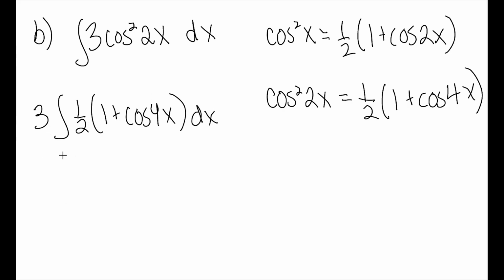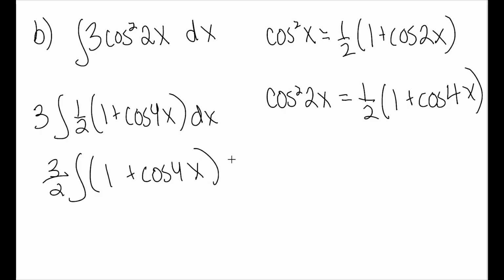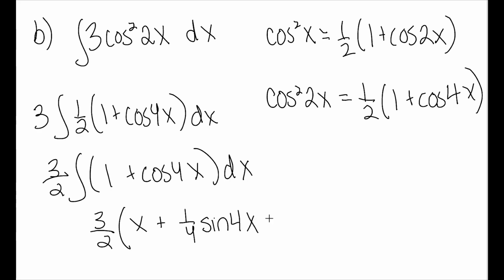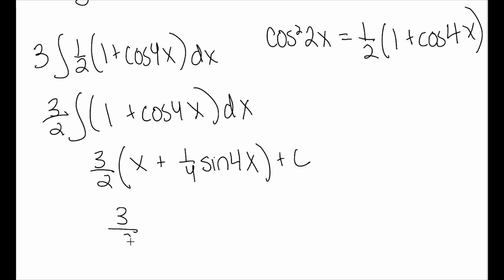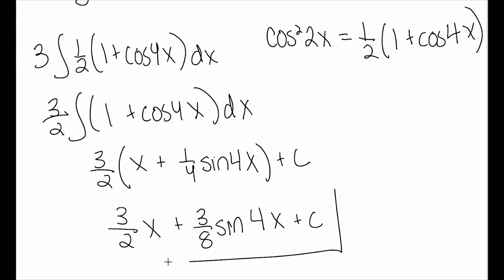Now 1/2 is also a constant, so I can have a 3 over 2 in the front and just integrate 1 plus the cosine of 4x. Three over 2 times x plus 1 over 4 sine 4x plus c. Distribute your 3 over 2. We get 3 over 2x plus 3 over 8 sine 4x plus c.